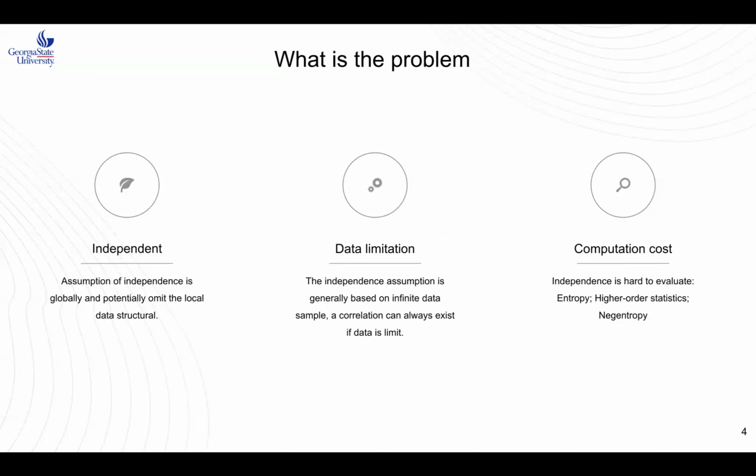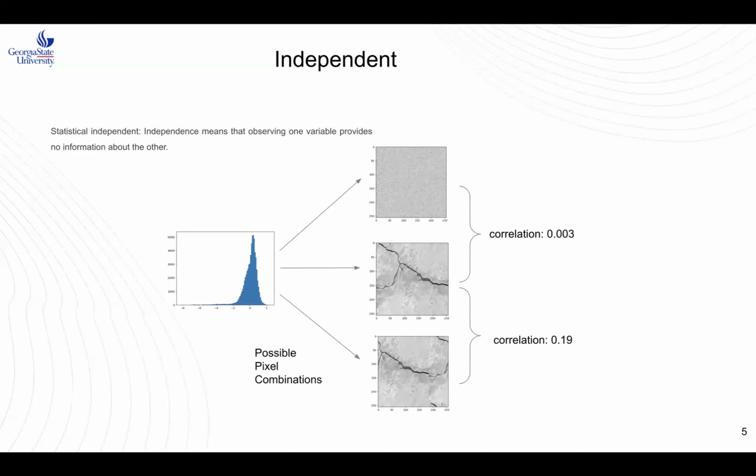So these are considered very difficult to compute and very computationally expensive, and sometimes time consuming. So based on this problem, I was talking about independence, but I'm not trying to explicitly explain what independence is. I'm trying to share what I thought about this independence stuff. But before that, what is independence? Statistical independence means that observing one variable provides no information about the others.